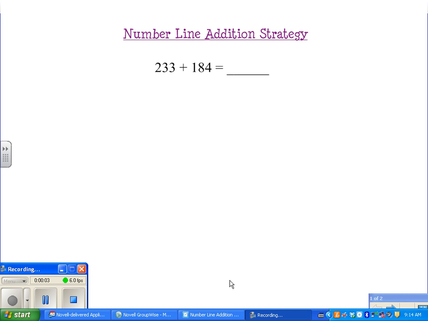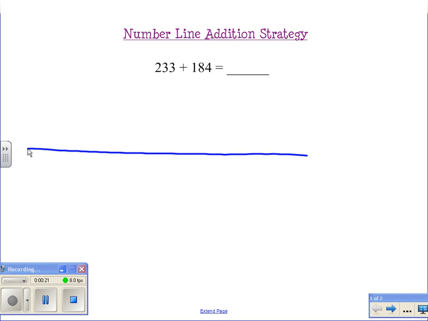Another addition strategy is using the number line. The number line is a strategy that shows a visual representation of what you're adding, and you're adding by place value again. So when you're doing the number line strategy, you first start off by drawing an open line. When you look at the problem 233 plus 184, you first want to ask yourself what makes sense.